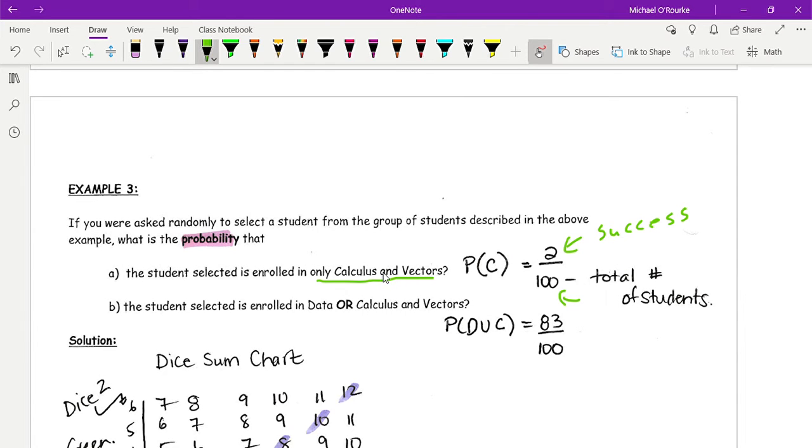You know how the very first question was two out of... Yeah. Now in this case, data or calculus was 83. We found 83 people, correct? And how many total people are there that were part of the Venn diagram, for lack of a better term? It was 100. Now, what if we did 200 people? What number would go on the bottom? What if we surveyed 200 students? 200, right. So you're going to have to pay attention to what the total is.